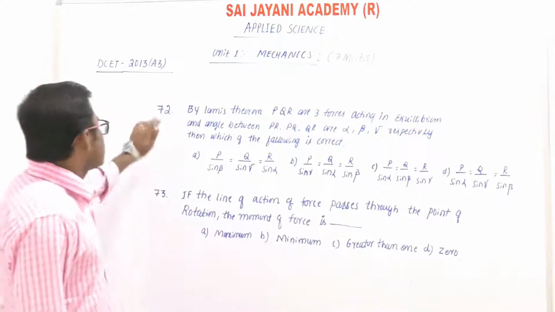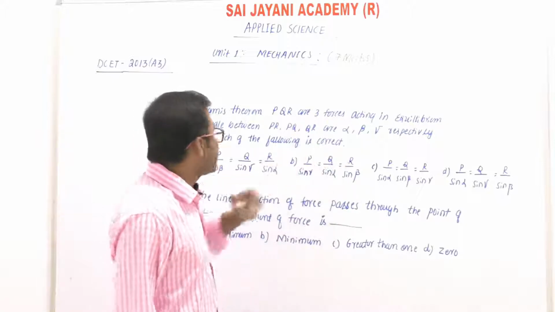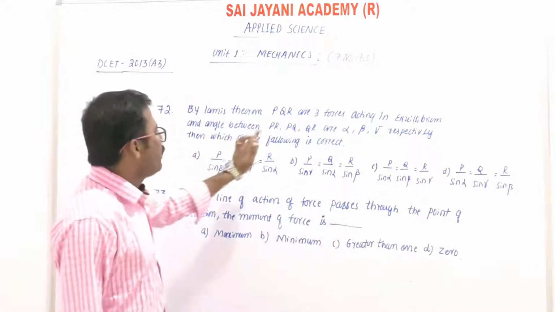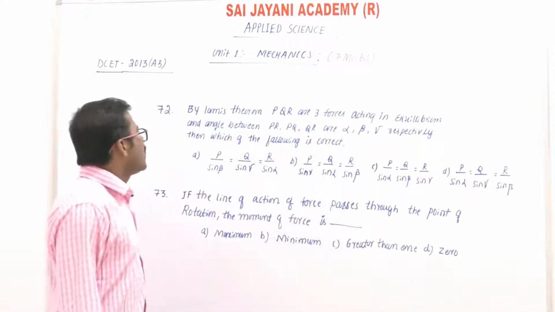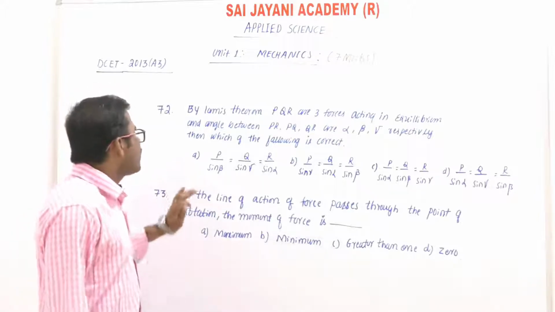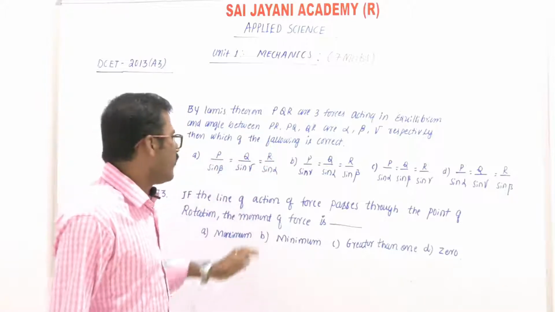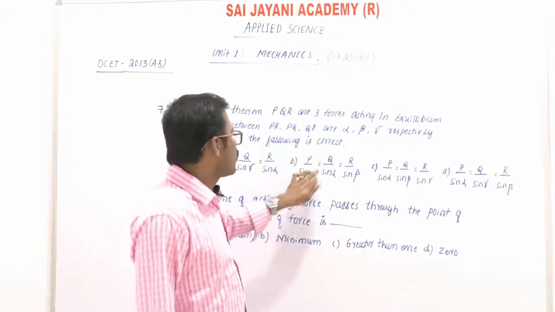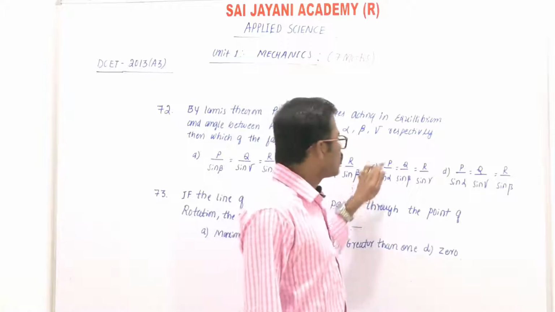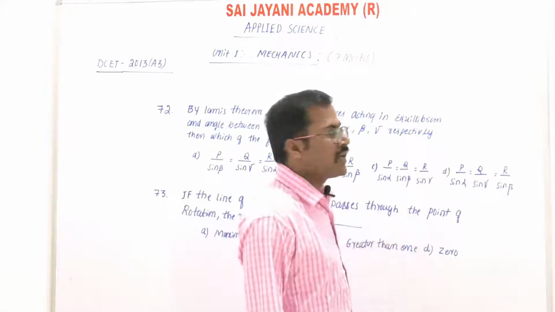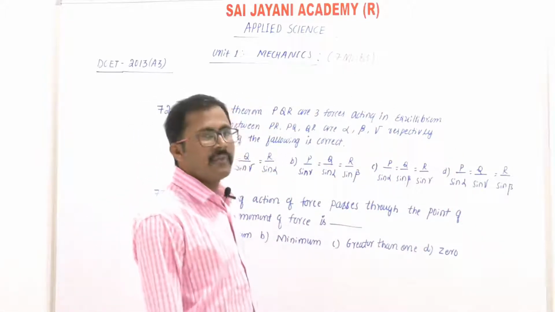So next question, question number 72. By Lami's theorem, P, Q, R are three forces acting in equilibrium and the angles between P and R, P and Q, Q and R are alpha, beta, gamma respectively, then which of the following is correct? Option A, P by sin beta is equal to Q by sin gamma is equal to R by sin alpha. Option B, P by sin gamma is equal to Q by sin alpha is equal to R by sin beta. Option C, P by sin alpha is equal to Q by sin beta is equal to R by sin gamma. Option D, P by sin alpha is equal to Q by sin gamma is equal to R by sin beta.